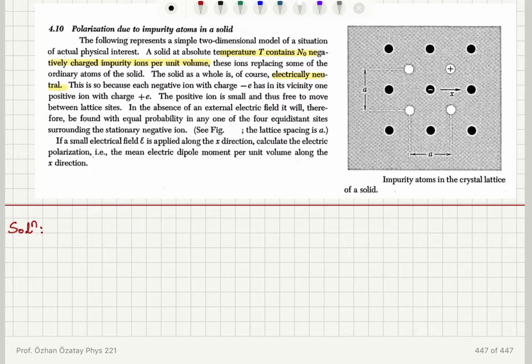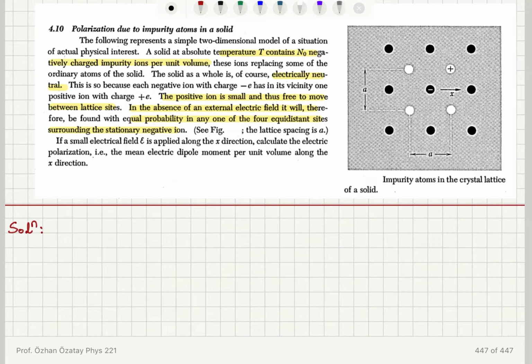This is so because each negative ion with charge minus e has in its vicinity one positive ion with charge plus e. The positive ion is small and is thus free to move between lattice sites. In the absence of an external electric field, it will therefore be found with equal probability in one of the four equidistant sites surrounding the stationary negative ion.